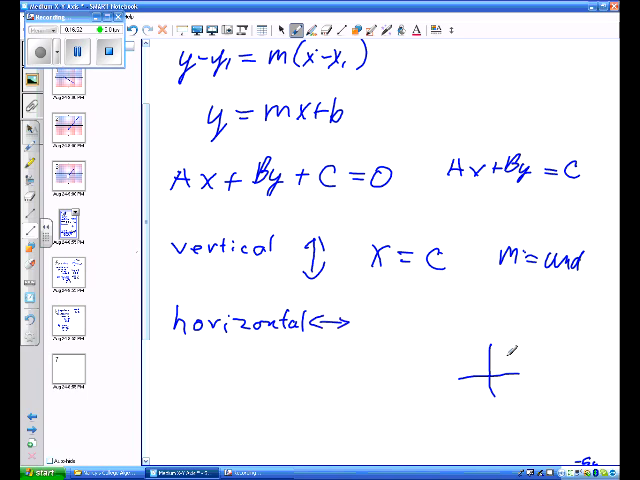A horizontal line, okay, it only crosses the y-axis. And so it's in the form of y equals a constant, and the slope of a horizontal line is 0. These are the main things then that we'll talk about when we talk about our linear functions and the slope.